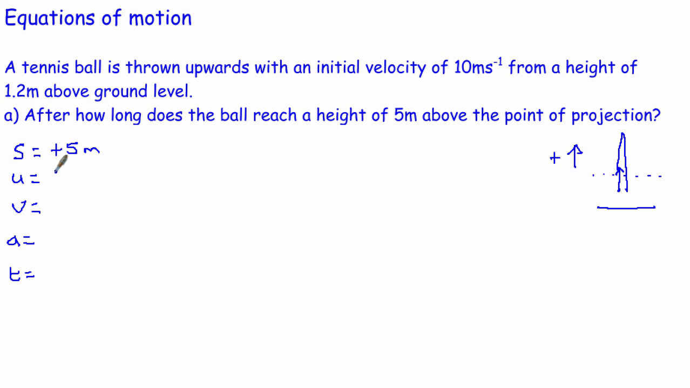My initial velocity was also upwards, so my initial velocity is plus 10 meters per second. My velocity when it gets to 5 meters above here, I don't really need to know. My acceleration is downwards, because acceleration always acts downwards, so my acceleration is minus 9.81 meters per second squared. And my time is the thing that I don't know.